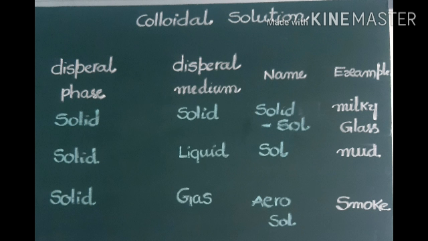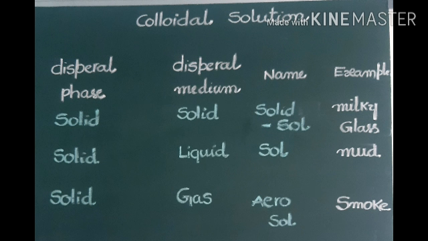Let us observe some common examples of colloids. Those are dispersed phase, dispersion medium, and type of colloids. The first example: dispersed phase is solid and dispersion medium is solid, then the type of colloid is solid sol, and the example is milky glass. The second one is dispersed phase solid, dispersion medium liquid, and type of colloid is sol, and the example is mud. And the third example: dispersed phase is solid and dispersion medium is gas, and the type of colloid is aerosol, and the example is smoke.